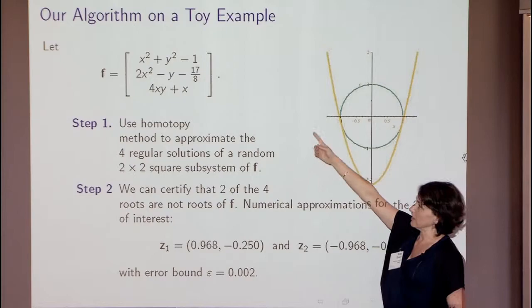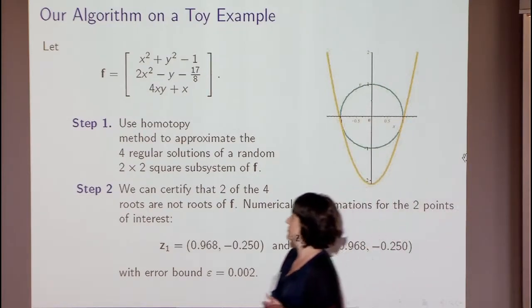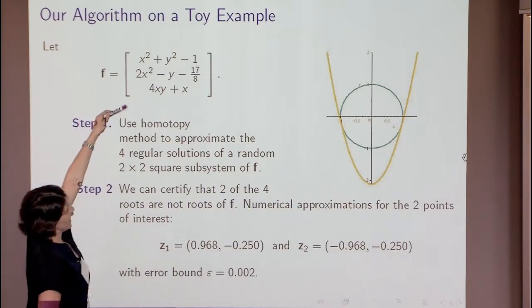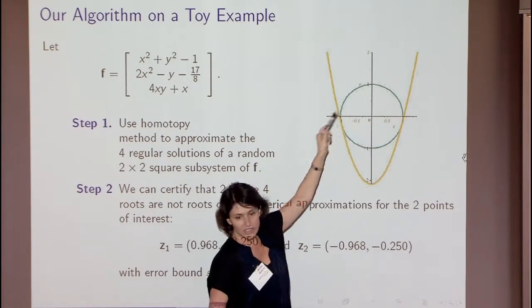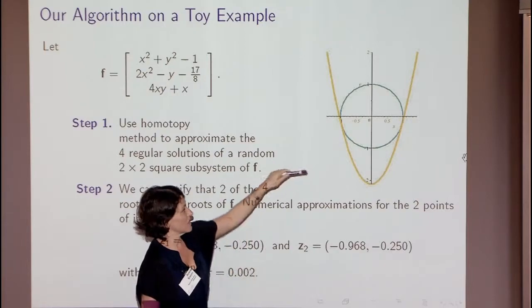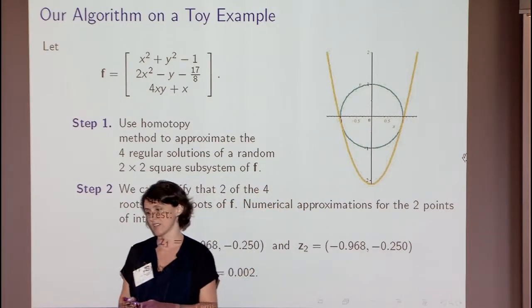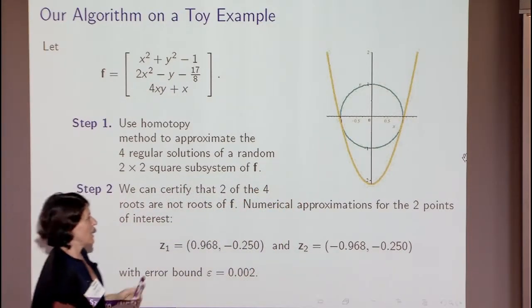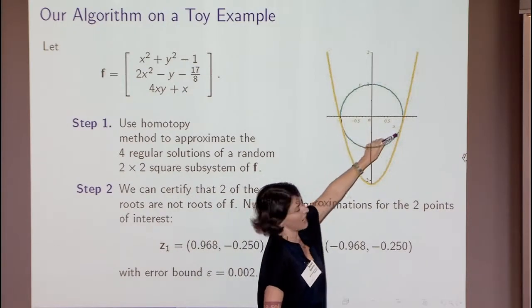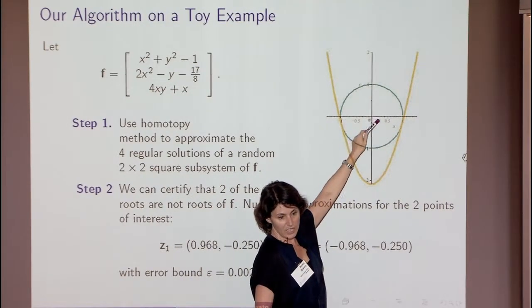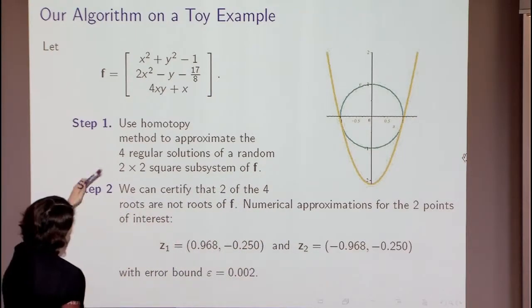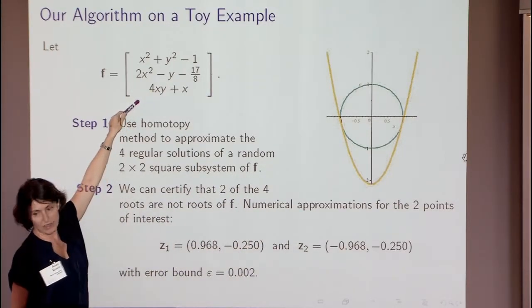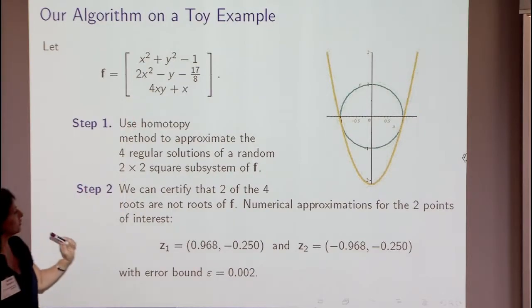And I show it on this toy example. So this is three equations in two variables, and it corresponds really already to the double root case. It's the intersection of this circle with a parabola, and we are interested in the two double points. So the third equation is just the determinant of the Jacobian of the first two.